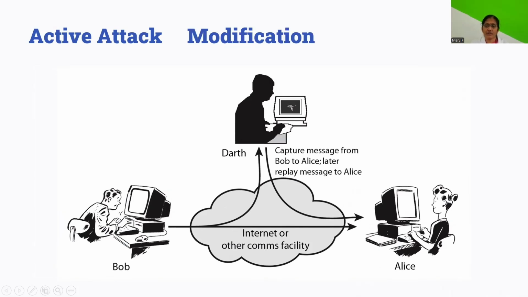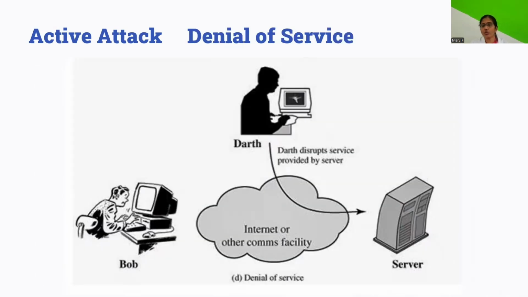Third one is modification. This is somewhat dangerous. Bob sends information to Alice. An opponent reads that information and then does some alteration on the original message. Later on, they send that message to Alice. This is called the modification process. Then the fourth one is denial of service. In denial of service, the opponent's aim is to disturb the service. That's all. That is called denial of service.